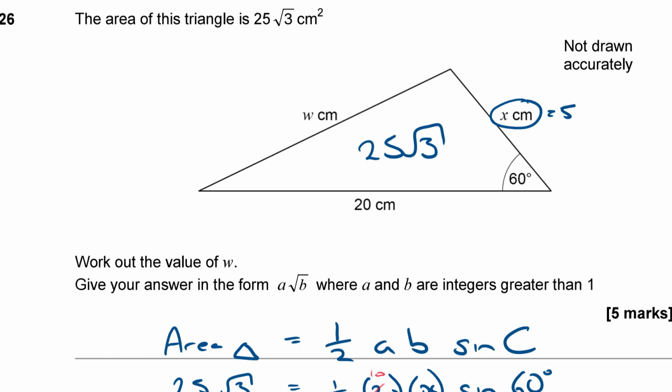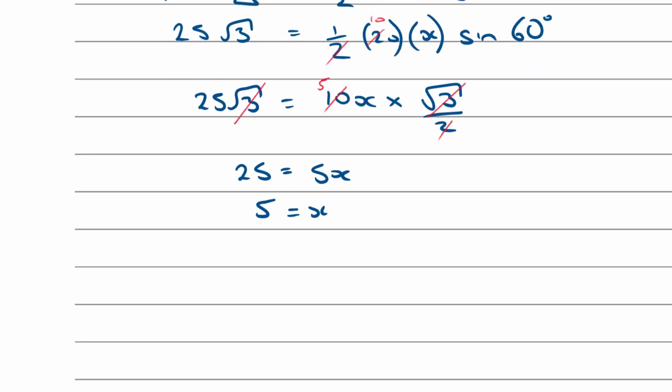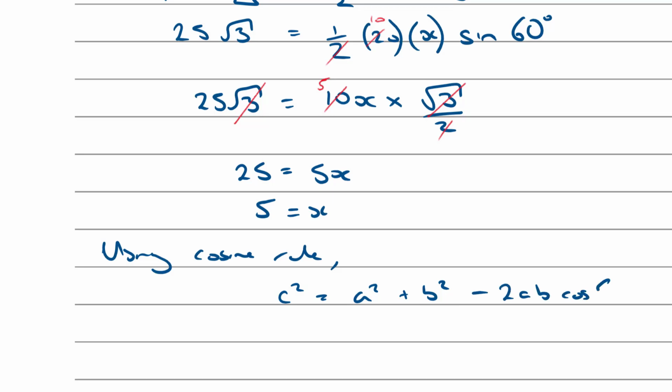So now I've got two sides and an included angle, and I want to find the third side. This looks like a job for the cosine rule. Okay, so using the cosine rule, what does the cosine rule say? It says c squared is equal to a squared plus b squared minus 2ab cos C. Okay, so it's a bit like the Pythagoras theorem with that extra little bit on the end.